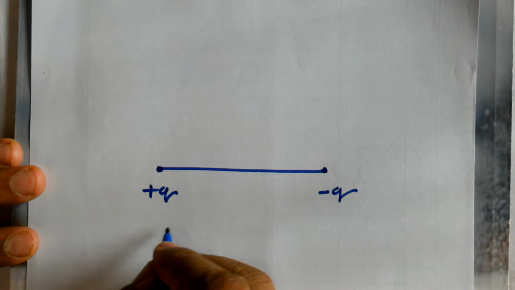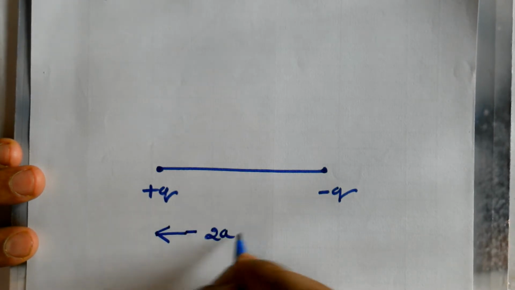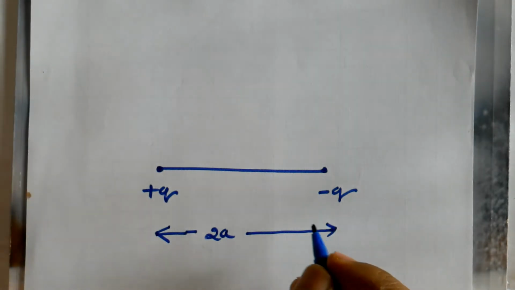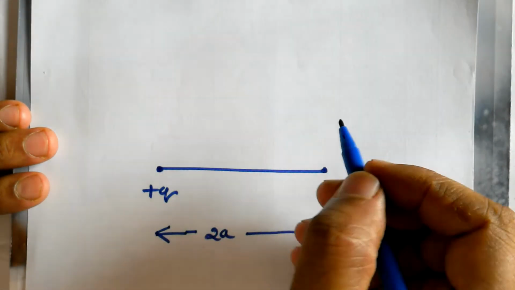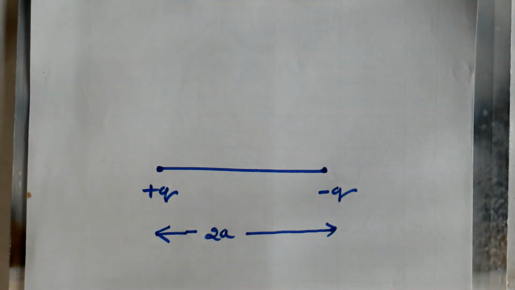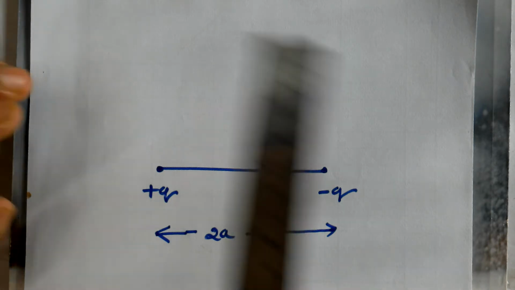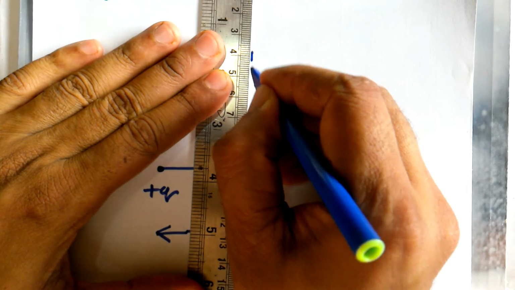Let the distance between the charges of the dipole be 2a, and I will select an equatorial line. It is a perpendicular or equatorial plane, anything. Perpendicular bisector of the line joining the charges. So it will be like this here. Okay.